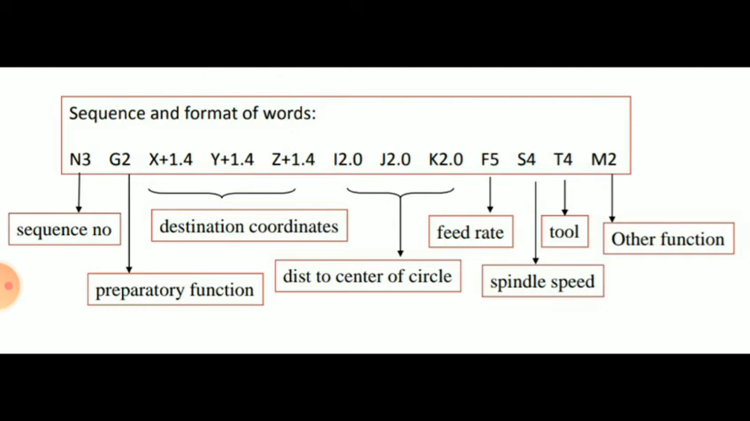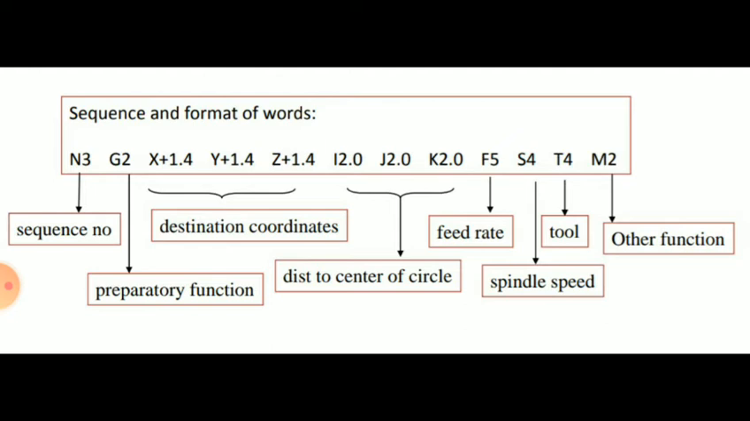It is a circular interpolation. The tool will move in an arc in a clockwise direction. X 1.4, Y 1.4, Z 1.4, these are the coordinates, that is the destination where you have to reach, that is called the destination coordinates, X, Y, Z, that is given. I, J, K. So I 2.0, J 2.0, K 2.0, that is the distance to center of circle that you have to mention in a program for cutting the arc.